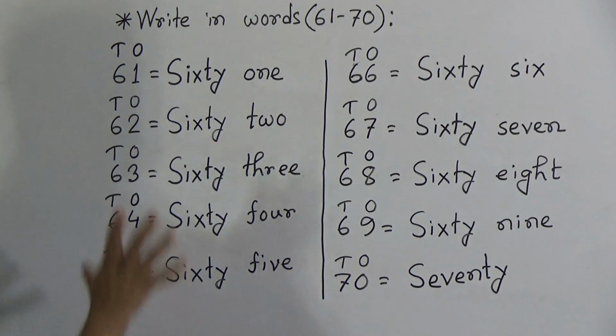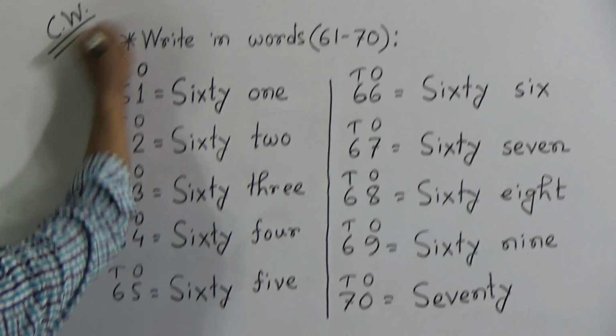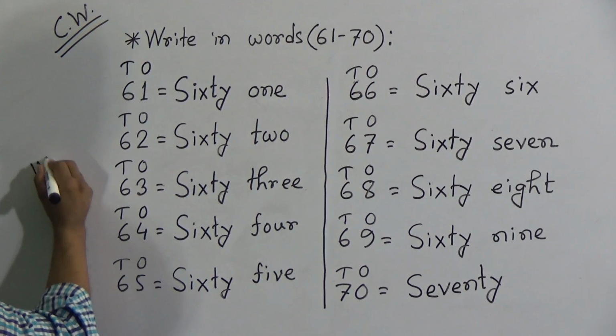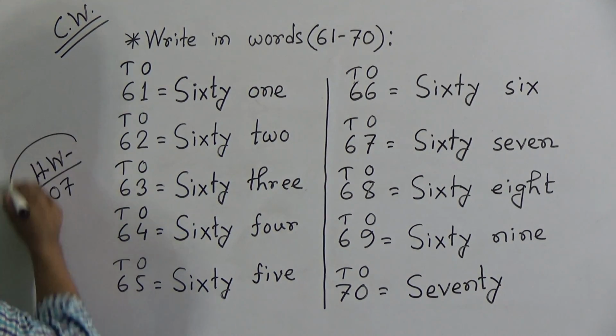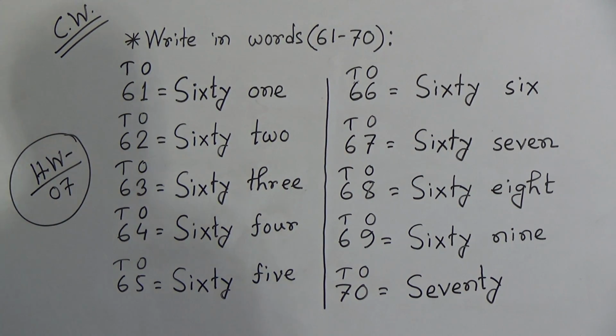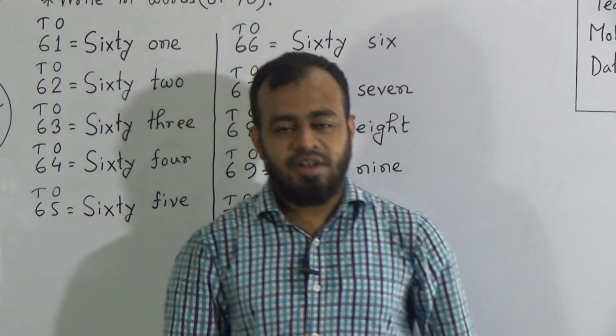My dear students, this is your CW work and also your HW work. Your HW number is 7 today. Please do your HW in your assigned HW copy, and please mention the HW number in the top left corner of your copy. You can submit your HW every Saturday from 9 AM to 3 PM.